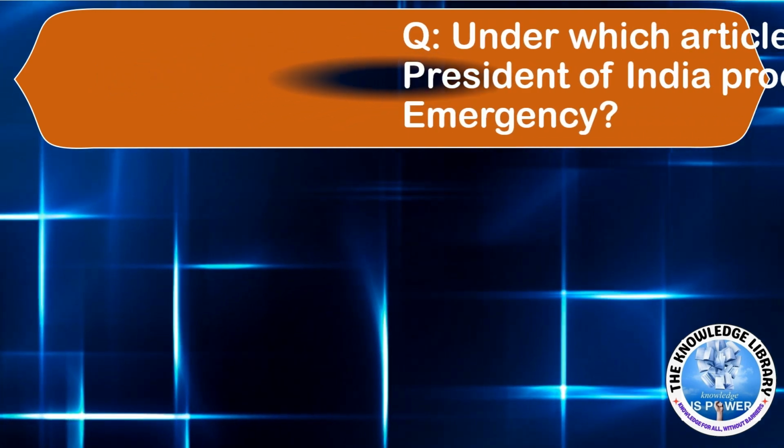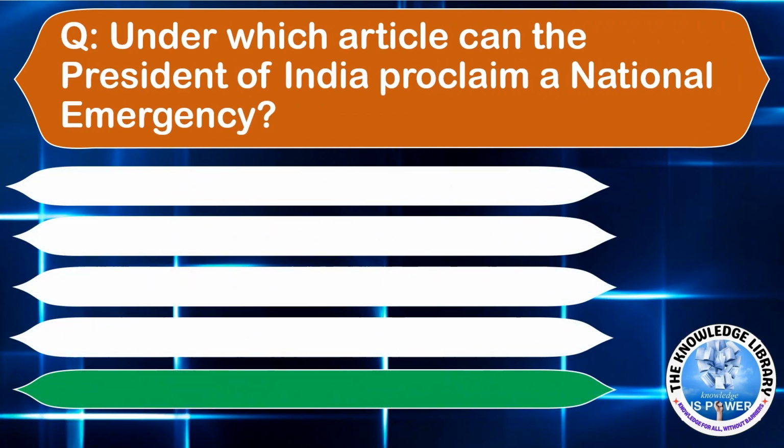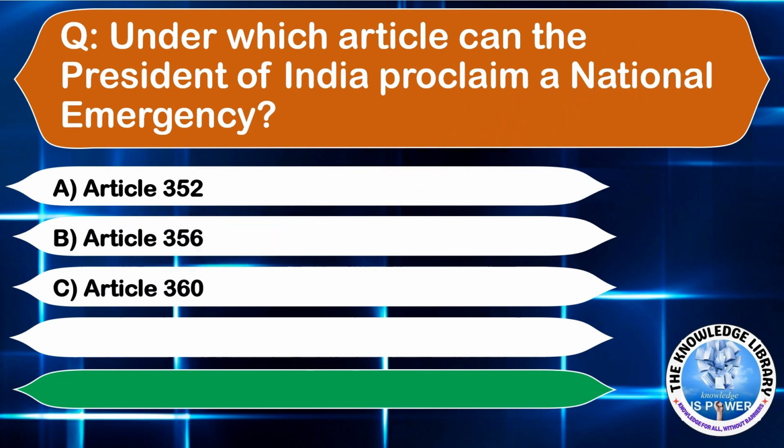The next question is, under which article can the President of India proclaim a national emergency? Option A, Article 352. Option B, Article 356. Option C, Article 360. Option D, Article 370. Correct answer is option A, Article 352.